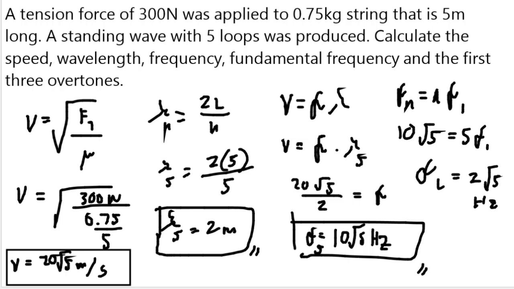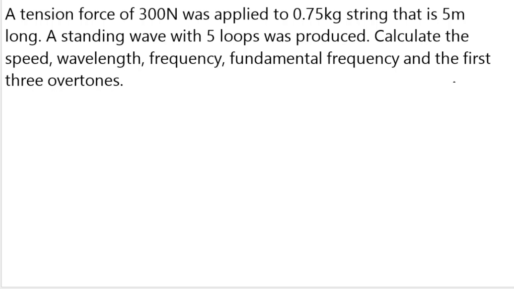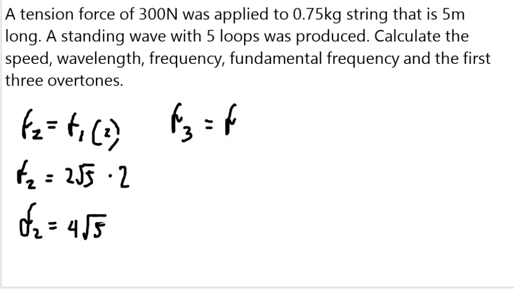Now let's calculate the last one, the first three overtones. So the overtones are going to be n plus 1, meaning we're going to calculate it at the second node, third node, and fourth node. That's going to be equal to overtones 1, 2, and 3. So f sub 2 is going to be twice the fundamental frequency, which is 2 root 5, multiplied by 2. It's going to be 4 root 5.